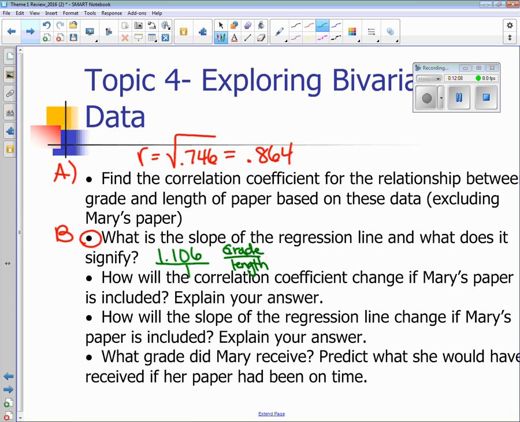So let's say a sentence here that puts all of that together. For every one additional page that you write, your grade is going to increase by 1.106. And that's the sentence you write. And that's all you have to say. Okay?